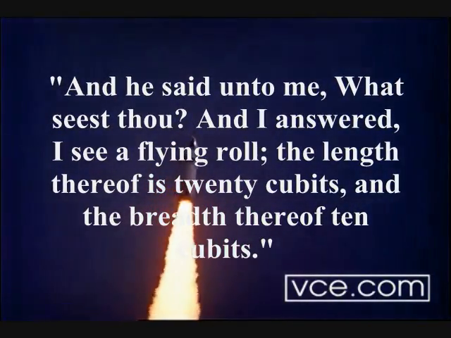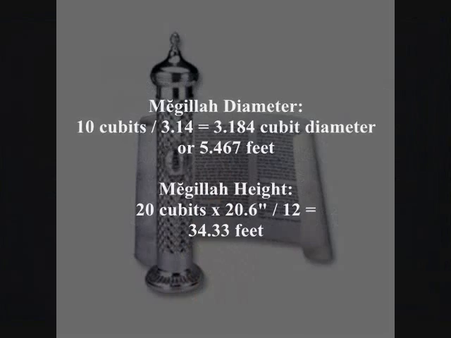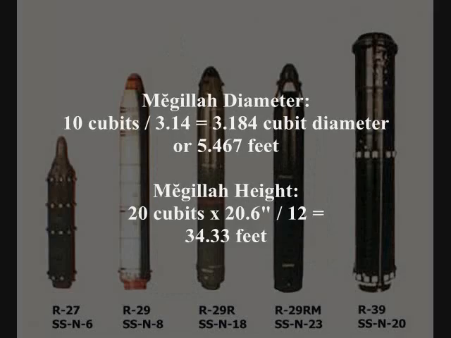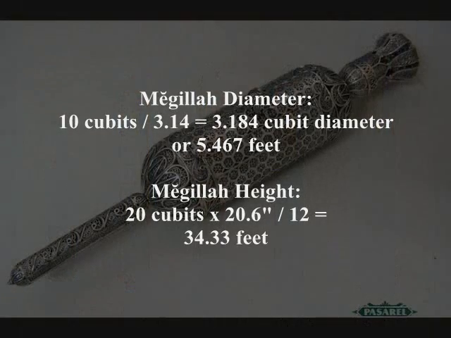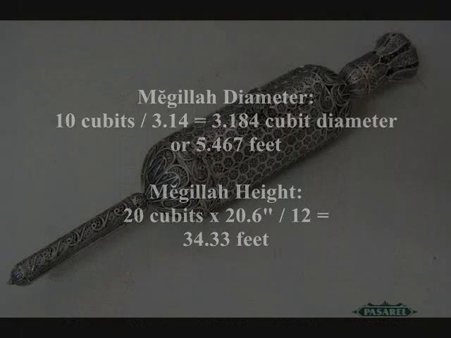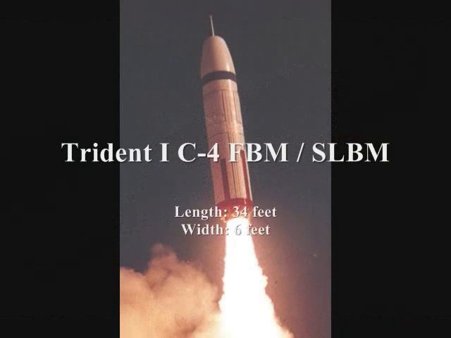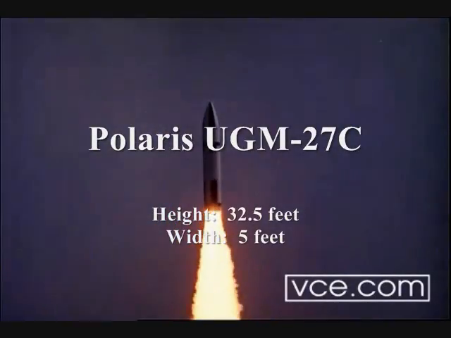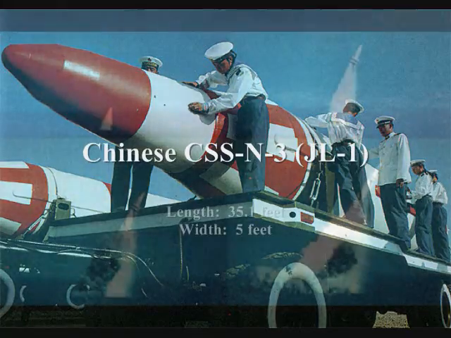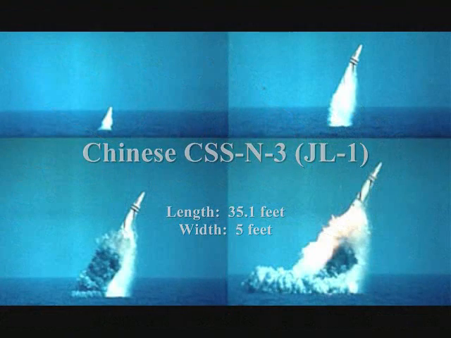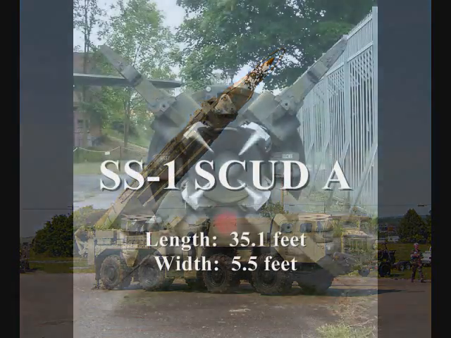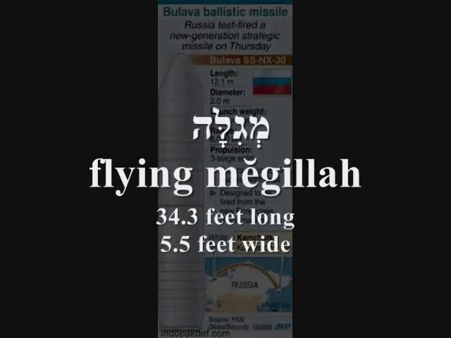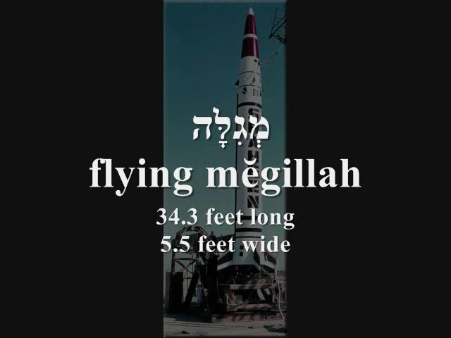Now, if we do the math on this, that works out to be 34.3 feet long. There's 20.6 inches per cubit. And if you want to figure out the diameter, you can do the math, and it comes out to be about 5.5 feet in diameter. This flying Megillah. So Zechariah sees this flying roll, 34 feet long, 5.5 feet wide. Basically a single cylinder, as opposed to a scroll with two rolls rolled up together. A Megillah can also have various writing and markings on the sides of it, okay? All right, let's read on.